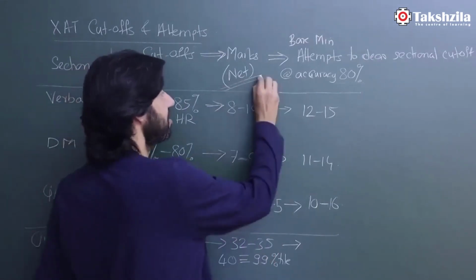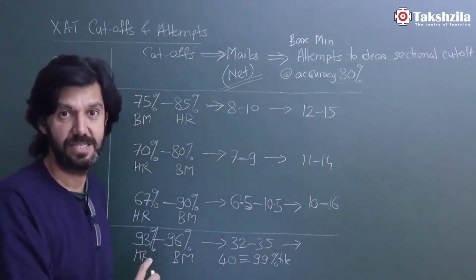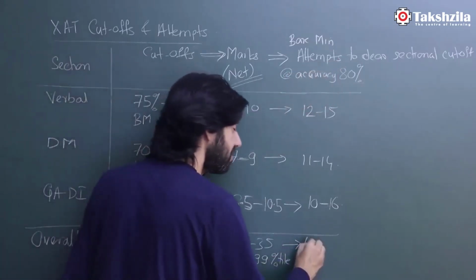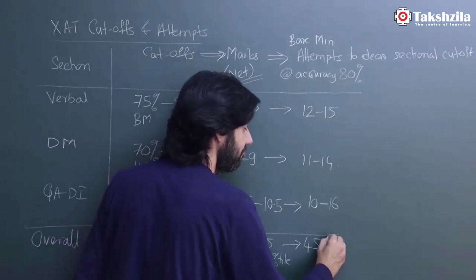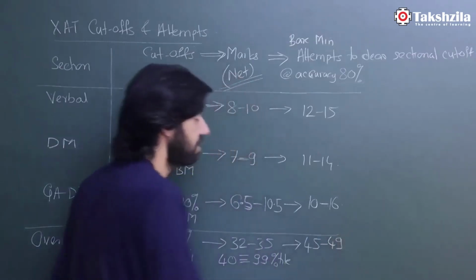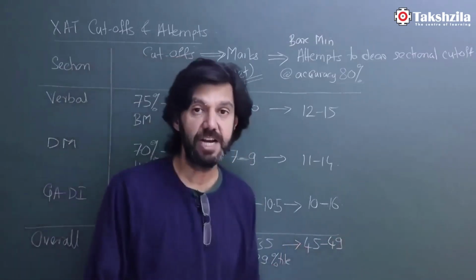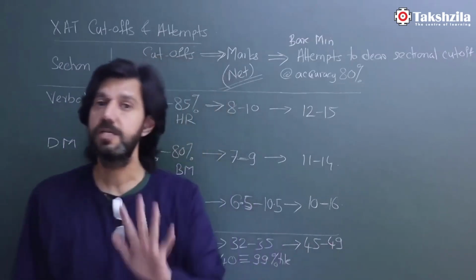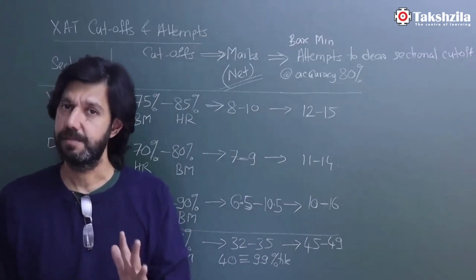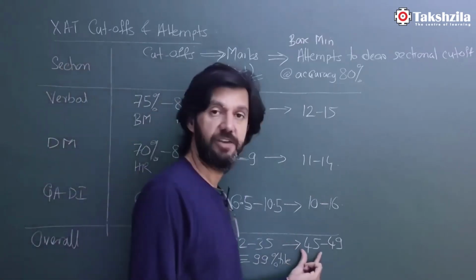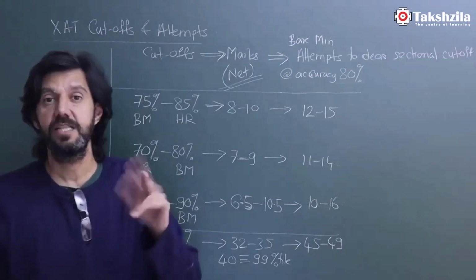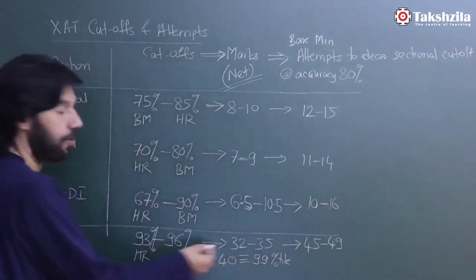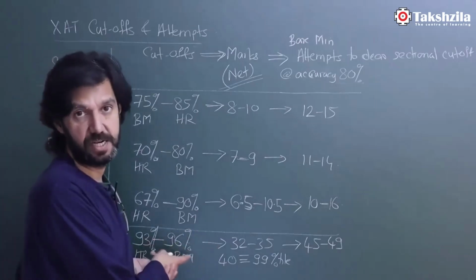but again I would draw your attention to the fact that these are net marks. You get your accuracy into the picture and these attempts go as high as, students, 45 to 49. And now you can see the difficulty. Out of 75 questions, we are talking about almost 50 questions, two-thirds of the paper you need to attempt. Even if you take 45, 15 threes are 45, 3/5, 60% of the paper you need to attempt if you want to have a reasonable chance of getting a call.